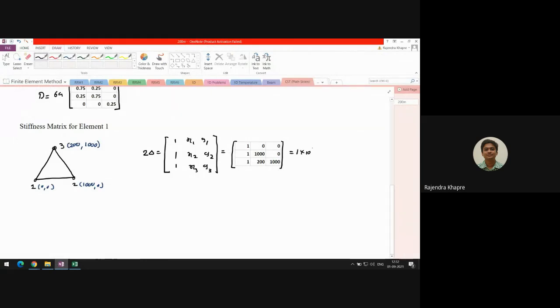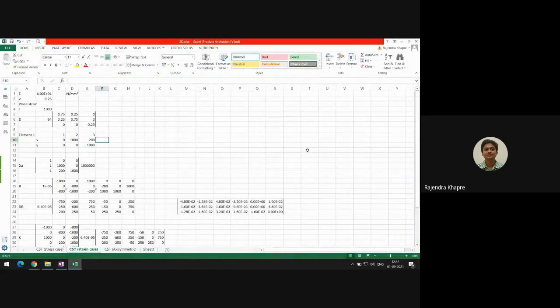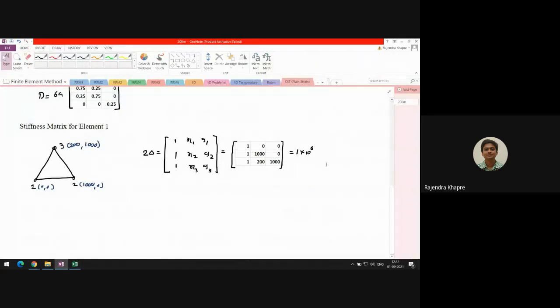1 into 10 to the power 6. Okay, so this will be the twice area of the triangle. Okay, so this will be required, right? Now based on this, we can generate the value of B matrix.